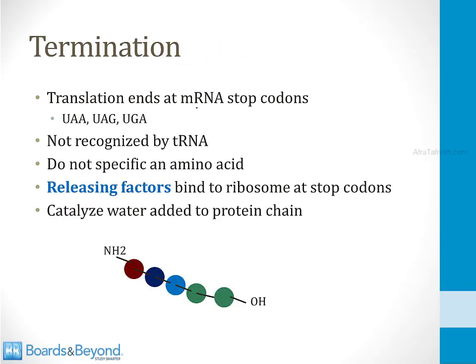Translation terminates when an mRNA stop codon is encountered. There are 3 stop codons, UAA, UAG, and UGA. These codons in mRNA are not recognized by any tRNA molecule. In other words, there is no tRNA molecule with an anticodon to these 3 codons in mRNA. They do not specify an amino acid.